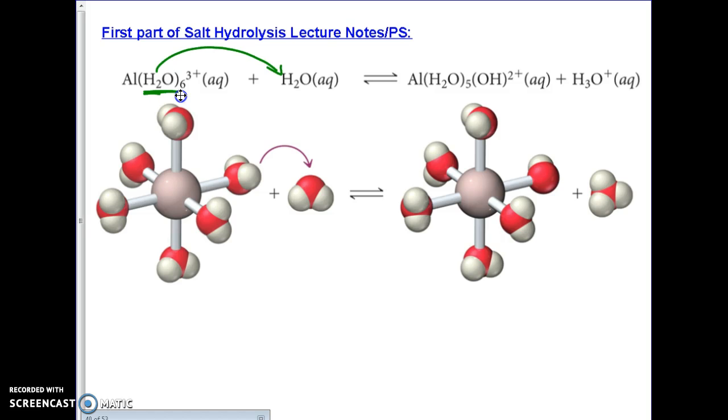So you'll see that delivery of the proton to yield just 5 waters inside versus 6, and 1 hydroxide, and then the 1 hydronium made over here, showing us that it is an acidic salt or an acidic ion. So that's kind of a weird example, but that's just one part of the notes that I wanted to make sure we got to.